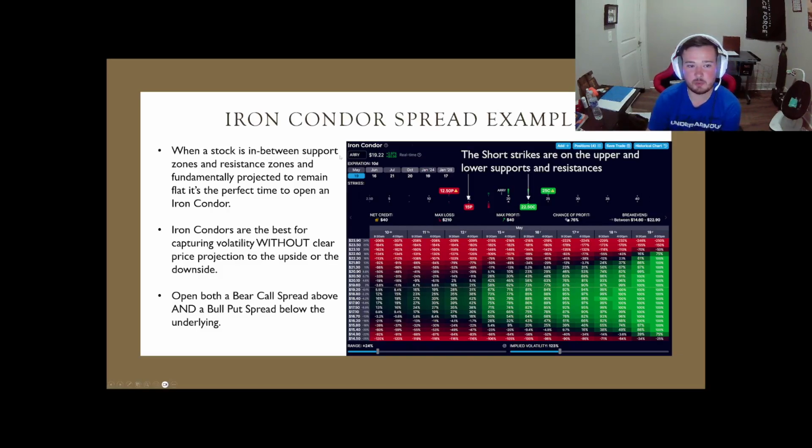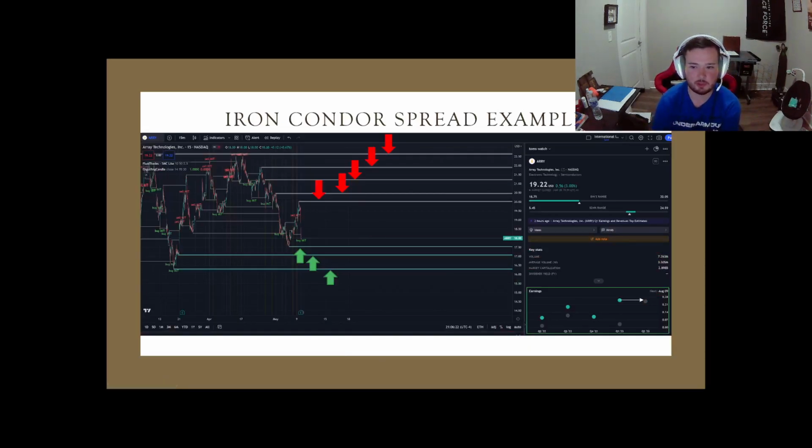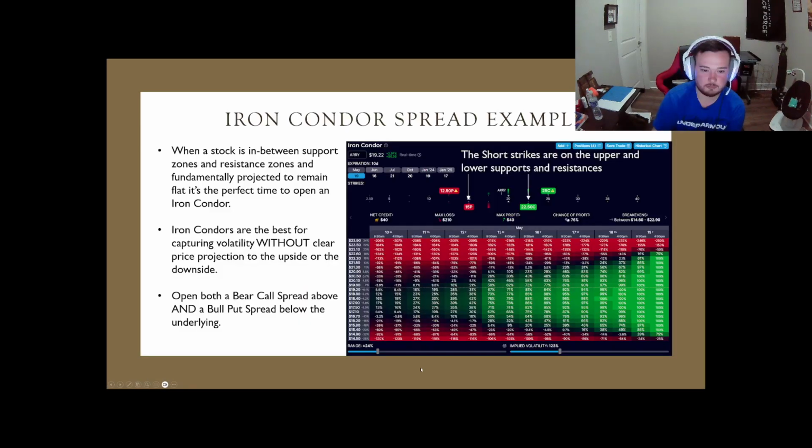When a stock is in between support zones and resistance zones, and fundamentally projected to remain flat, it's the perfect time to open an iron condor and abuse any price volatility that's recently happened. So if we look back at the chart, they recently had earnings which caused the stock to go from $17.50 all the way up to $20. So now there's a ton of volatility in the stock. Then it proceeded to sell off from $20 all the way down to $18. And it's currently between its support and resistances. So this is the perfect time to open an iron condor on the stock.